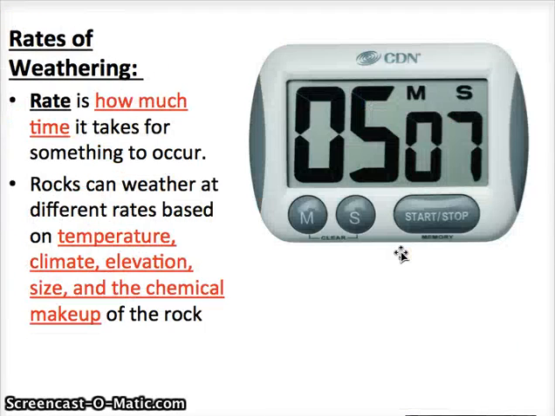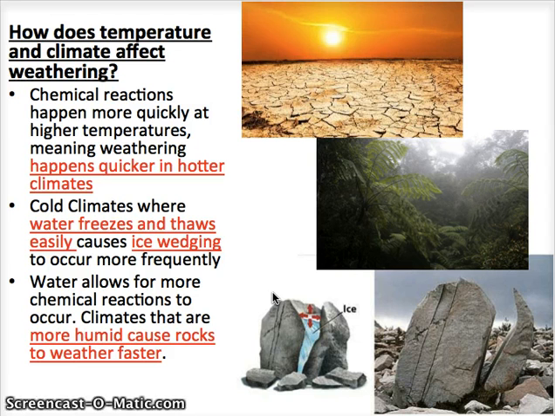So finally, let's talk about how weathering can speed up or slow down depending on where the rocks are. I want to introduce the word rate. Rate is how much time it takes for something to occur. And rocks can weather at different rates. That means it can take different times to weather based on the temperature, climate, elevation, size, and the chemical makeup of the rock. So let's first talk about temperature.